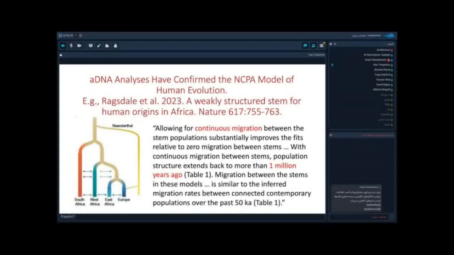So here's just some quotes from their paper. "Allowing for continuous migration between the stem population substantially improves the fits relative to zero migration between stems. With continuous migration between stems, population structure extends back to more than 1 million years ago." That's completely consistent with the nested clade analysis. "Migration between the stems in these models is similar to the inferred migration rates between connected contemporary populations over the past 50,000 years." In other words, the amount of gene flow was not small, it wasn't sporadic. There was extensive gene flow going all the way back to the mid-Pleistocene. That's what the ancient DNA data says. That's what nested clade analysis said 21 years ago.